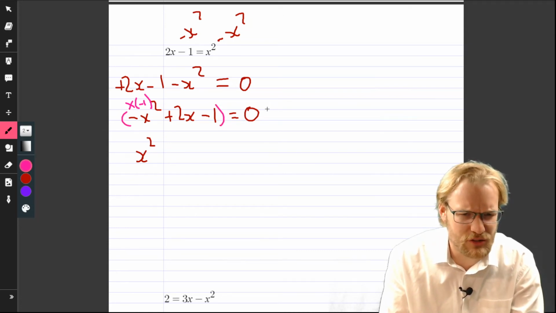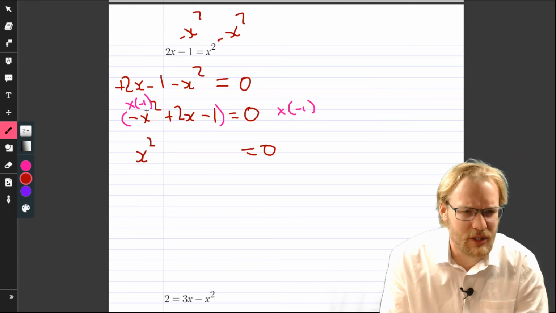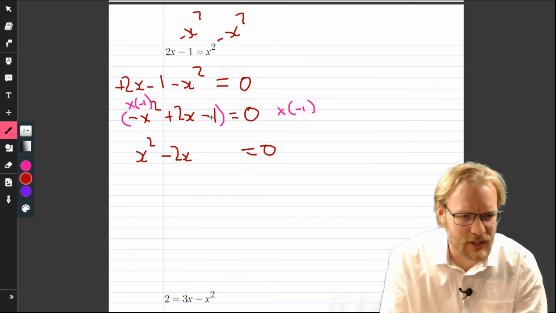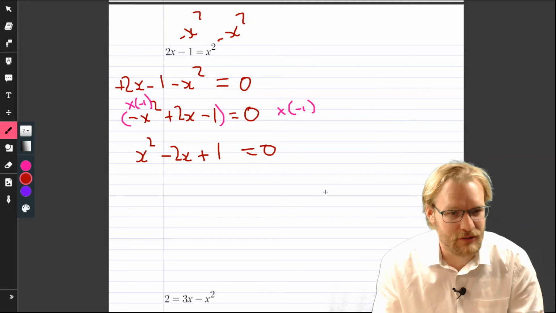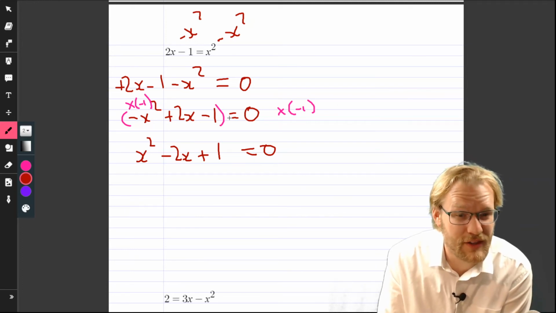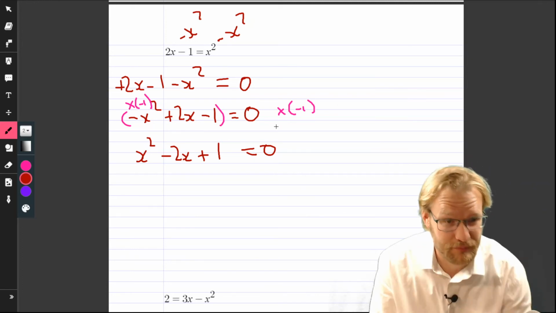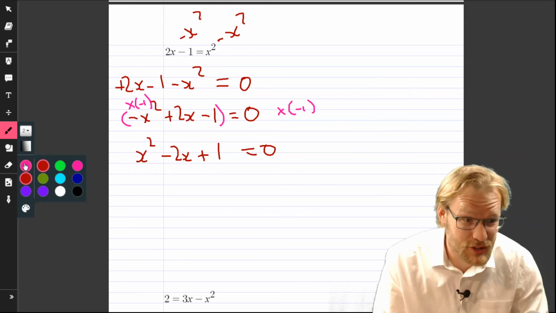And we need to do it to the other side of the equation, but 0 times negative 1 is just 0. So we multiply by negative 1, and we multiply the whole thing. So positive 2x becomes negative 2x. Negative 1 becomes positive 1 because we've multiplied everything by negative 1. Okay, I'm going to pause and look at the other way.